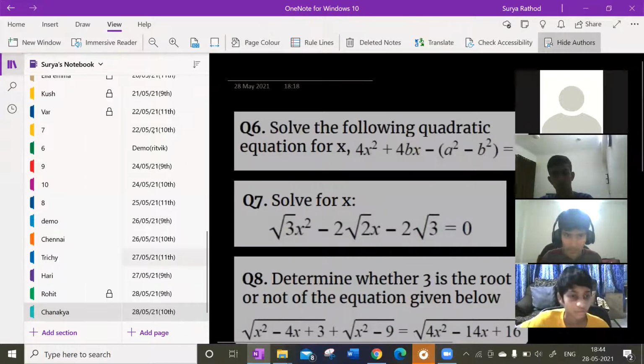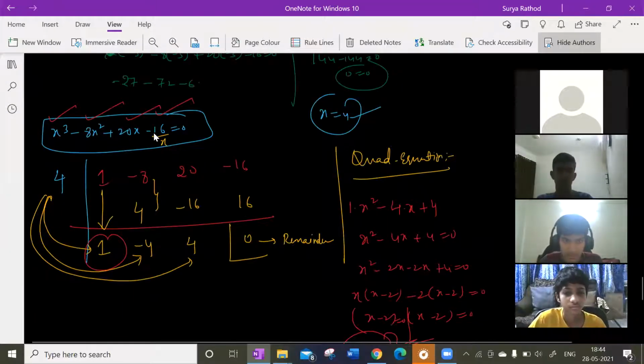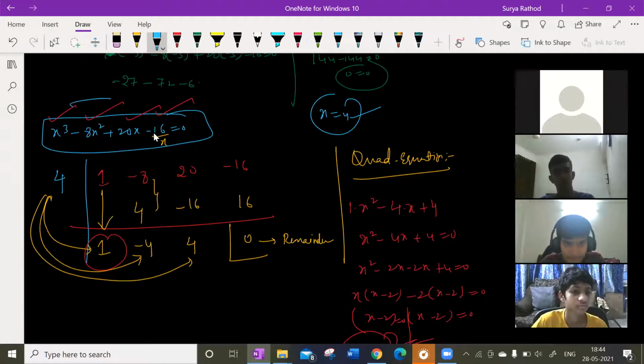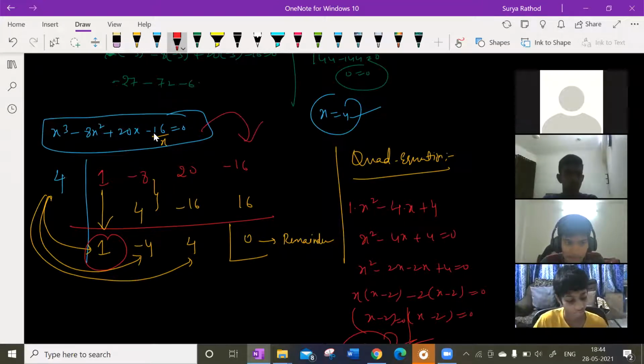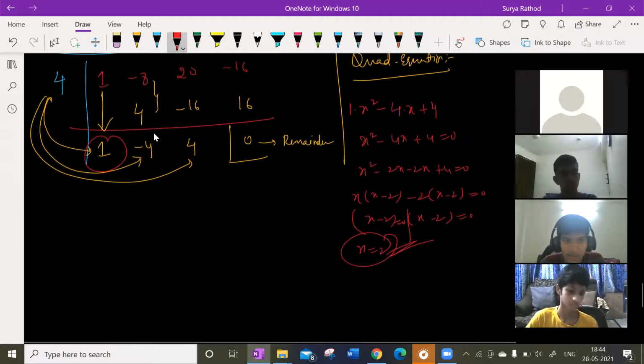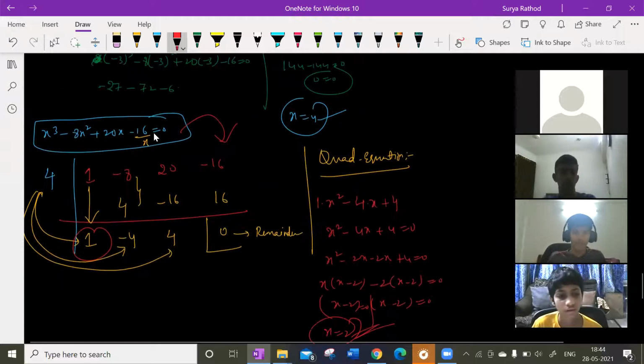How many of you understood the synthetic method? This shortcut method. How to find roots of a quadratic equation? How to find roots of a cubic equation? How did we find, guys? Look at this here, by using the shortcut method. How many of you understood this clearly? Shall I revise it again from this?